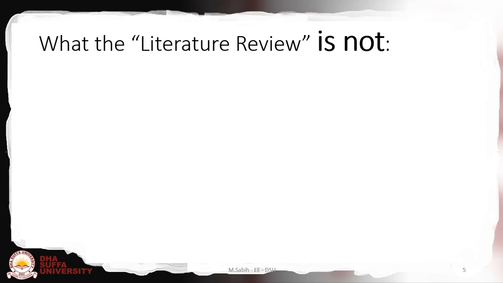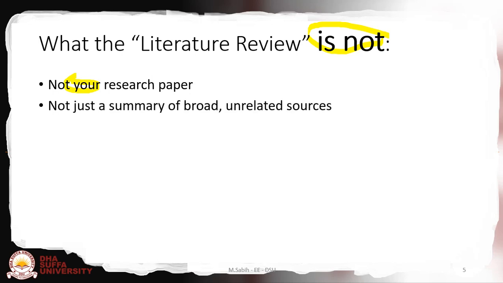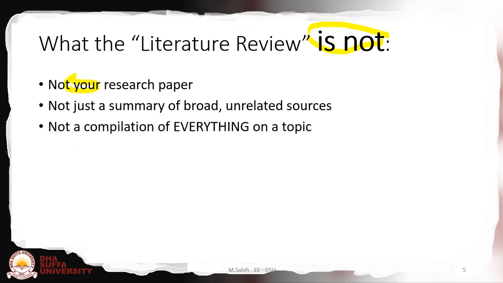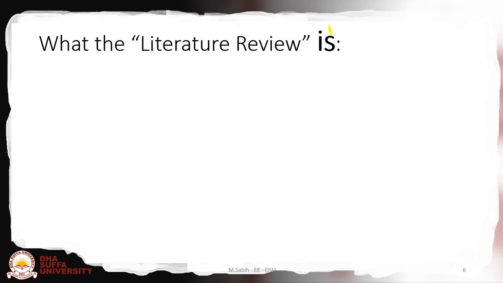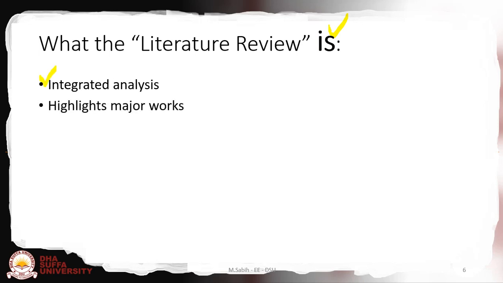So what is a literature review? It's better that before that we figure out what it is not. A literature review is not your work. It is not your research paper, and also it is not just a summary of broad and unrelated sources. And it is also not a compilation of everything on the same topic. So what is a literature review? A literature review is basically a complete integrated analysis which highlights the major work done, and it is basically on some kind of focused topic. We will see what it means that you have reviewed.